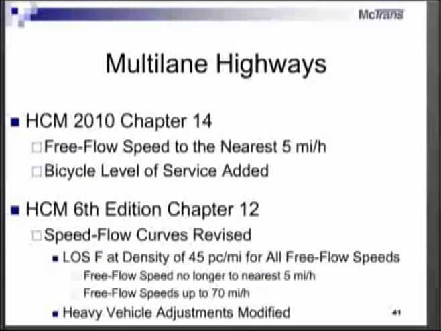Multilane highways, the speed flow curves were not interpolated in 2010 and went back to interpolation in 2016. Bicycle level of service was added. What happens in the 6th edition is that multilane highways are made more consistent with basic freeway segments. Instead of the EF threshold varying by free flow speed, which it did in 2010, it's going to be set to 45 for all free flow speeds. Instead of a 45 to 60 mile per hour range, that's going to be expanded to 45 to 70 mile per hour on a multilane highway.